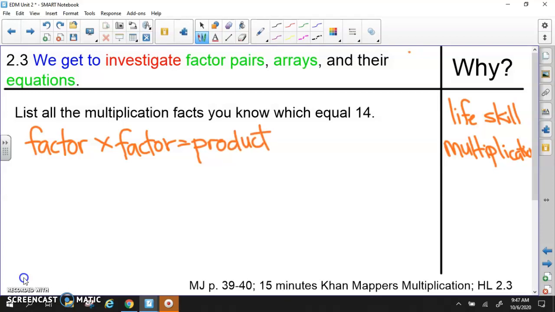So when you're talking factor pairs, in order to find a product, you have to have at least two numbers to multiply together. It'll turn out as we move forward, you might be multiplying 3 and 4 and 5 numbers. Probably not this year for all of us, but you need at least two numbers. So that's why we have factor pairs, okay? You'll see how this connects to arrays.